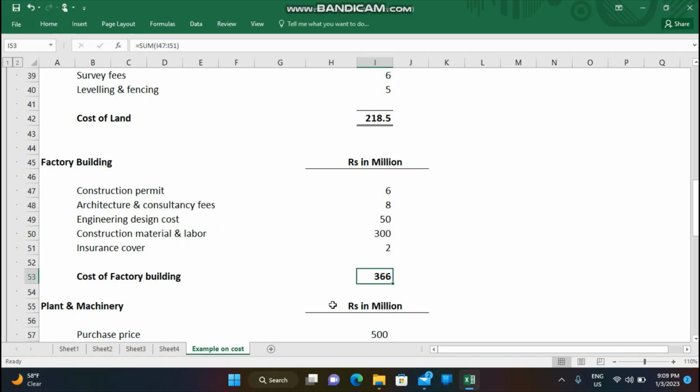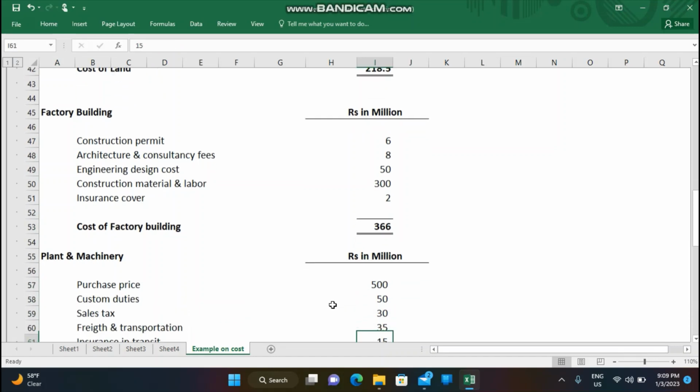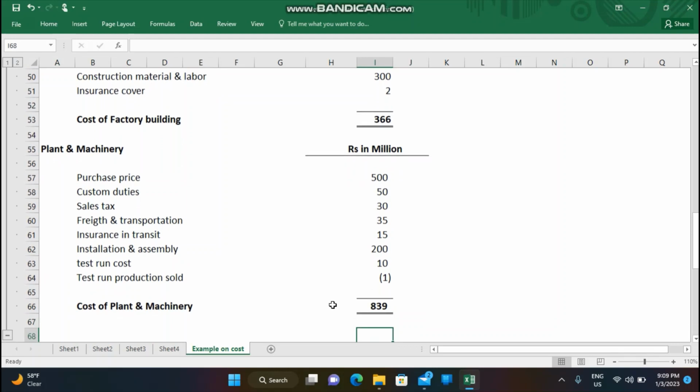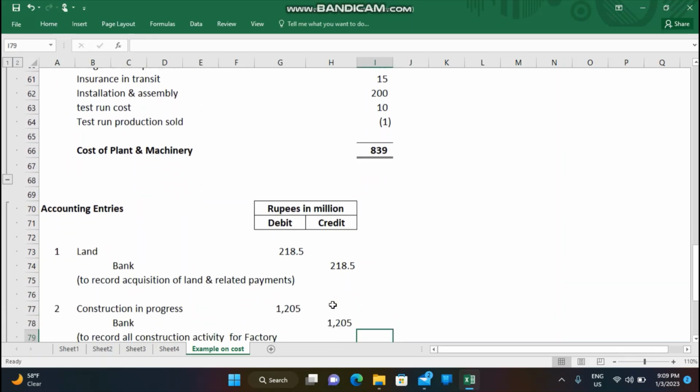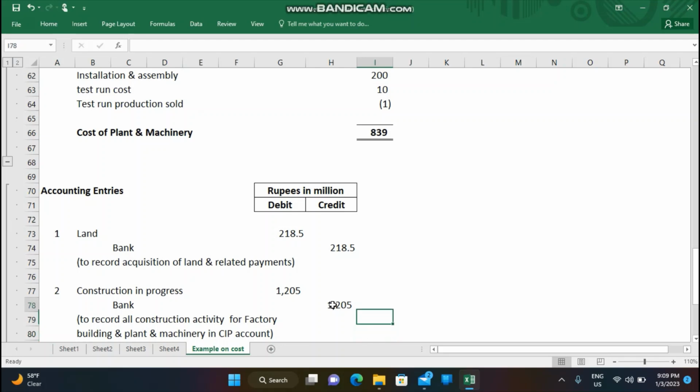Okay, and similarly for the plant and machinery, all these amounts or transactions will be recorded in the construction in progress account. First, this account, construction in progress, will be debited, and I'm assuming all these transactions are paid through the bank account, so I will credit the bank account.